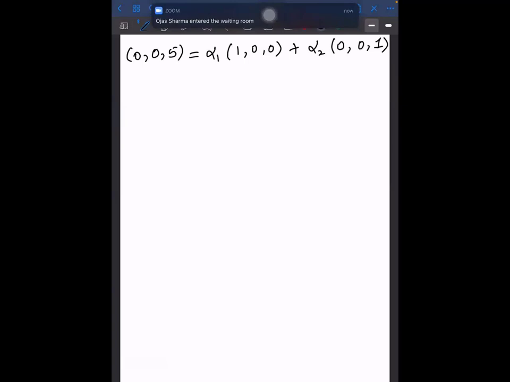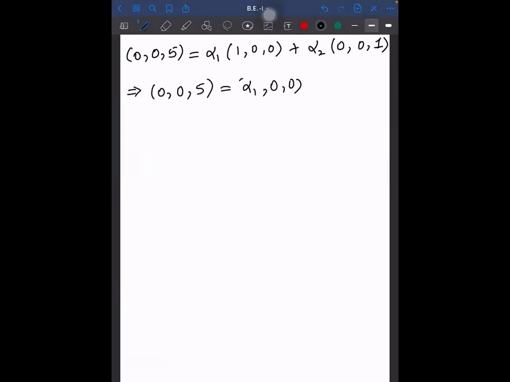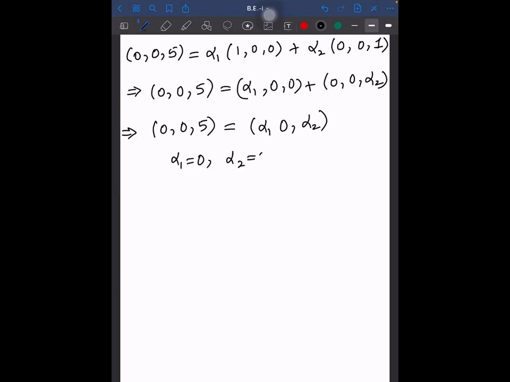For this, we'll simply solve this equation. That is, alpha 1 0 0 plus 0 0 alpha 2. So that means (0, 0, 5) equals (alpha 1, 0, alpha 2) if you add these two component-wise, right? Now, if you equate these two vectors, what are you going to get? You'll get that alpha 1 is 0, alpha 2 is equal to 5. Right? That's what we get.